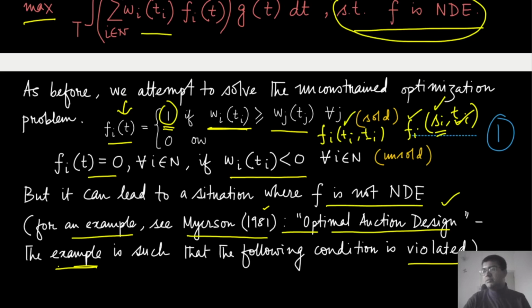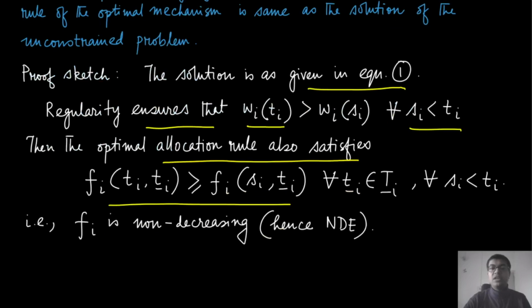But here because t_i is even larger than that, its virtual valuation is always going to be larger. Therefore that agent will continue getting that object. So if an agent gets the object at a type which is s_i, then it will get the object at any higher type, given that the types of the other players are held fixed. This is by the construction of this allocation rule, and therefore it satisfies not only non-decreasingness in expectation, it satisfies non-decreasingness. So by construction of this mechanism f_i under the regularity condition, we can ensure that this f_i satisfies non-decreasingness, and therefore it is of course non-decreasing in expectation. So therefore this rule f_i is BIC.